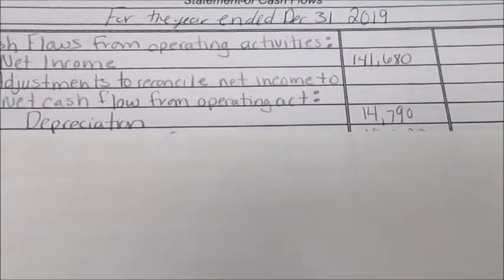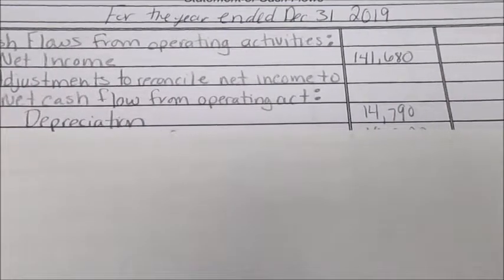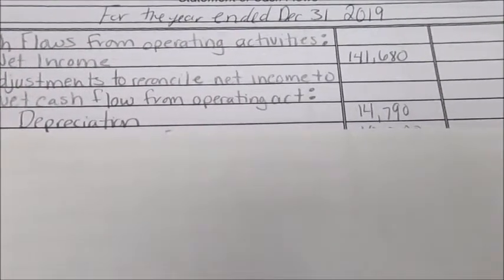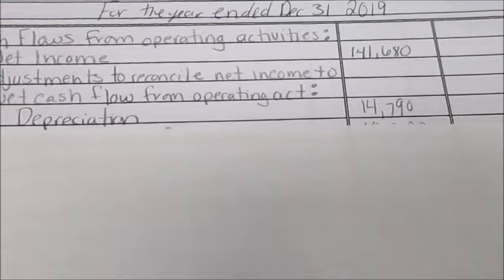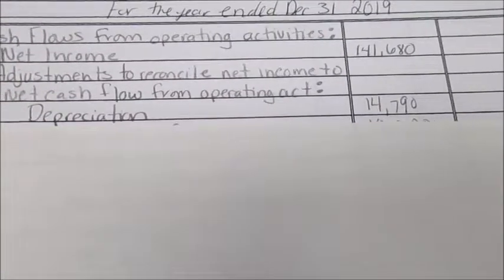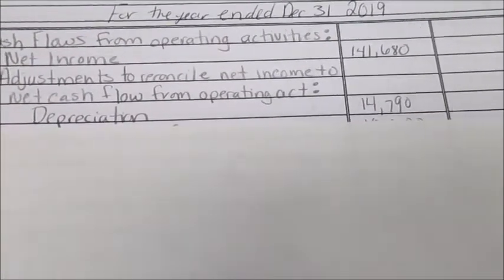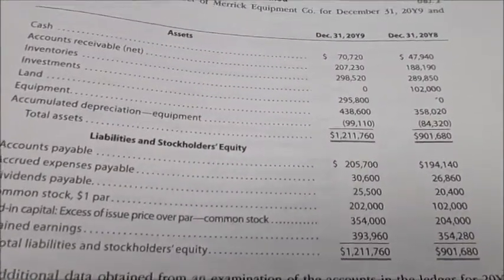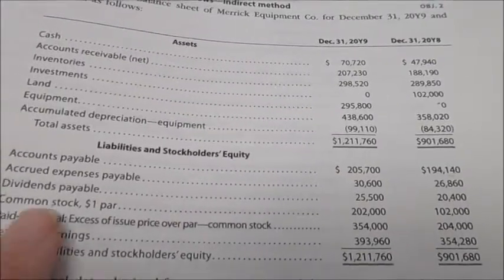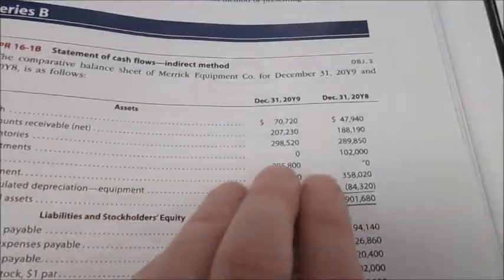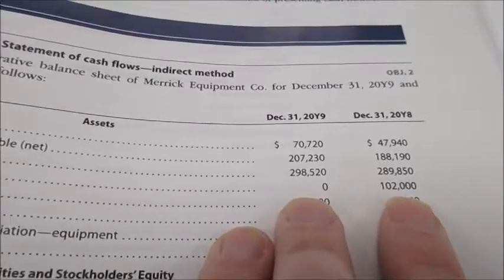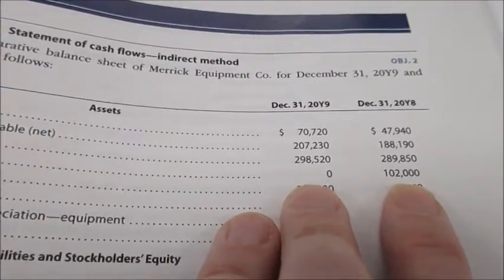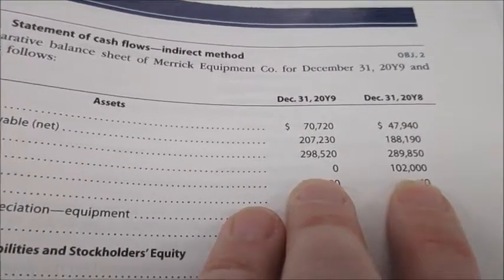The next thing listed on our note sheet is amortization of patents, and if we look through the information in our book, we don't have any of those. So we're going to go down to the next one, which is a gain or loss on the sale of our investment. So we need to find that. Investments went from $102,000 down to 0. So we sold our investments.